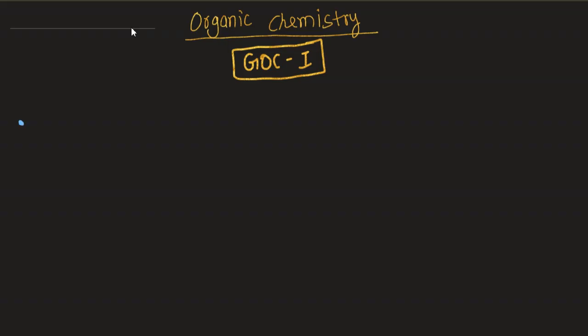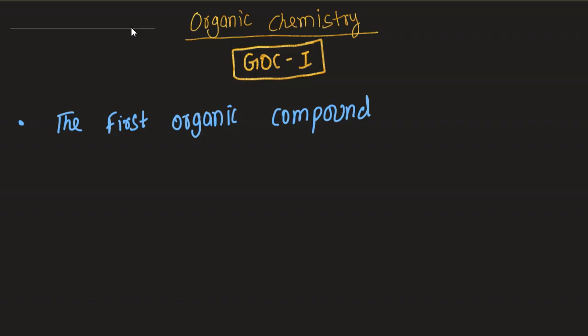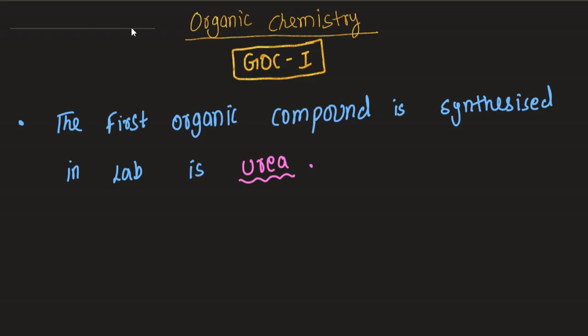So write down the first point. The first organic compound synthesized in the lab is urea. Very important point. So what was the first organic compound which was synthesized in the lab? Urea.